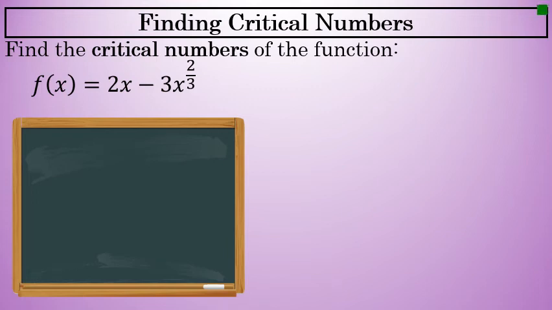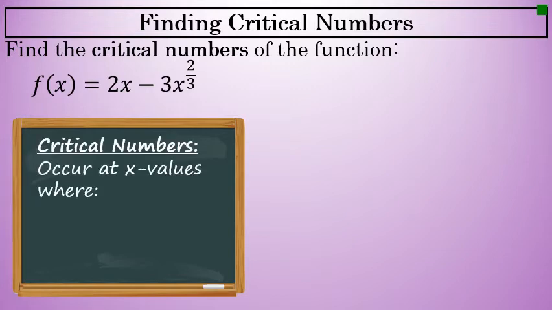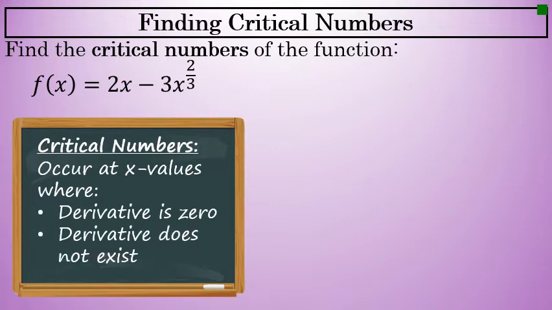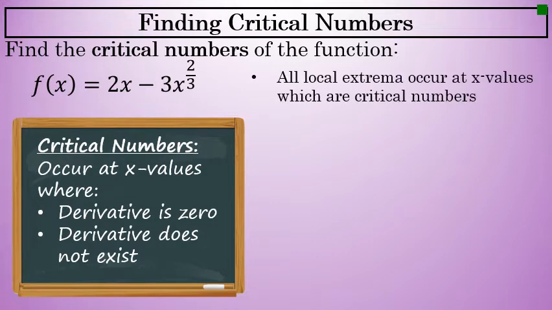To find the critical numbers of the function f of x equals 2x minus 3x to the 2/3, we certainly need to know what critical numbers are. Well, critical numbers are x values where the derivative equals 0 or where the derivative does not exist. Critical numbers are important values in a function's graph. All local extrema occur at x values that are critical numbers.